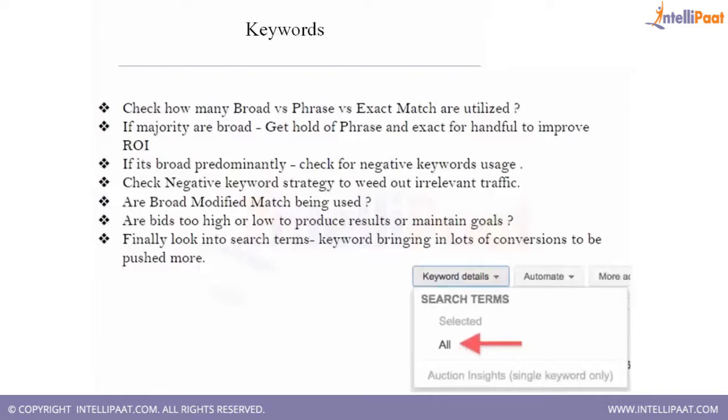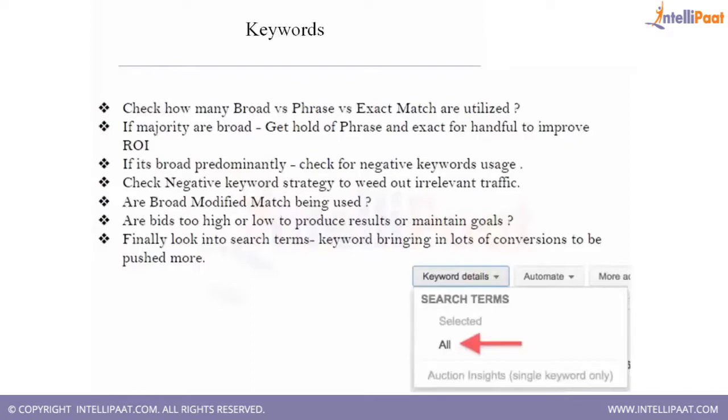So things need to be looked into, and the balance needs to be maintained with the budget, and also the conversions and also the bids which are being mentioned. So everything needs to be looked into while evaluating a PPC account. Finally, look into various search terms and see which keywords are bringing in conversions in order to push those keywords much higher and get a return out of the overall PPC budget. So that's with the keywords.